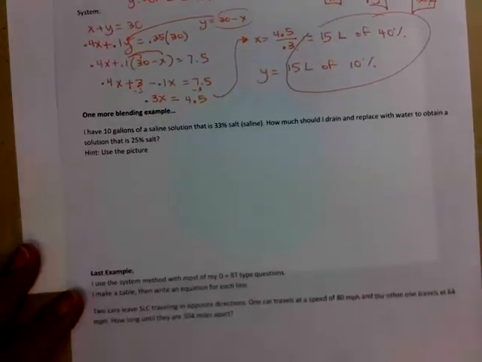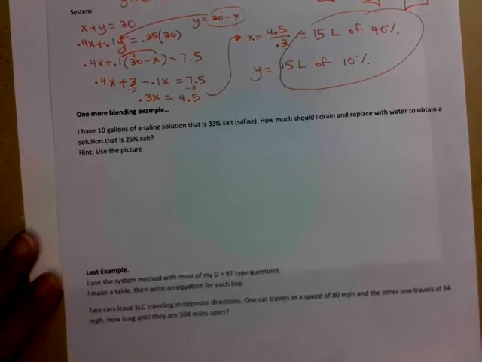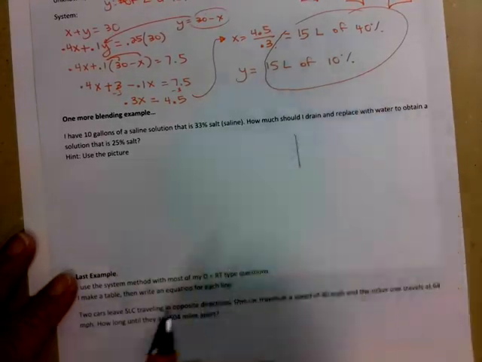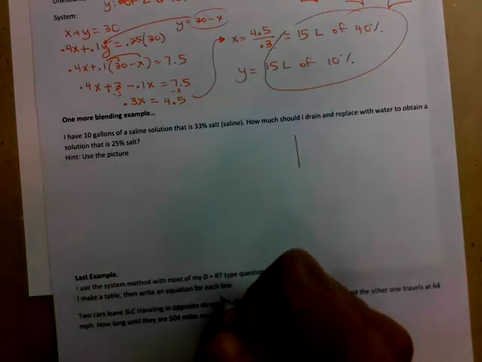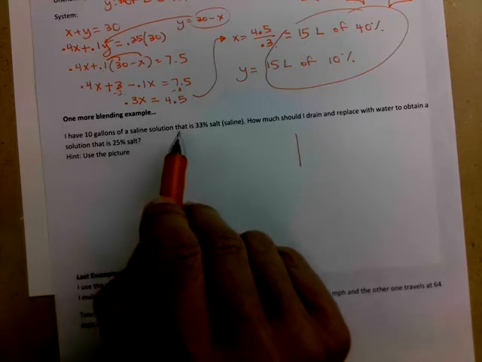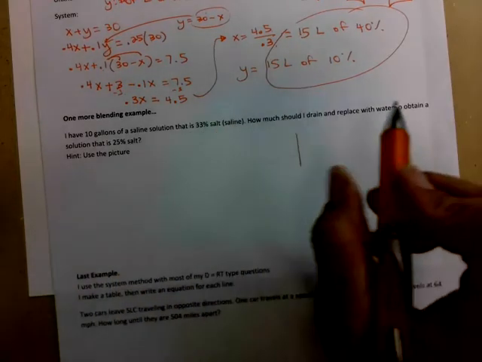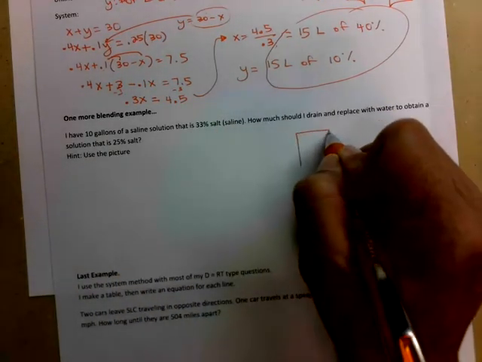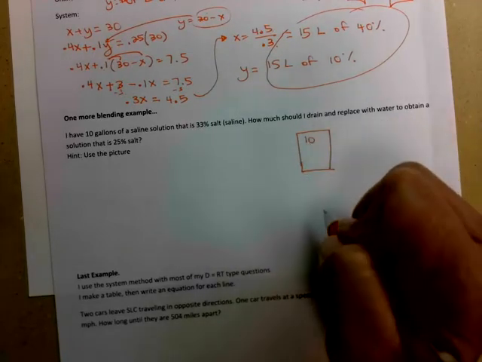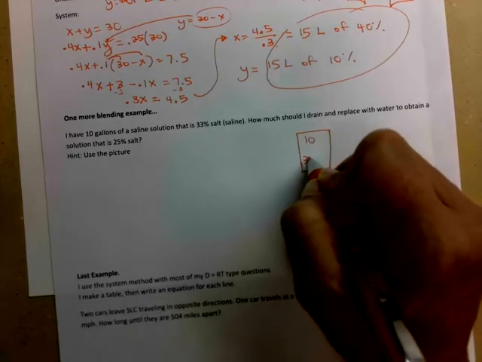Okay, one more blending example. Oh dear. Okay, so I think I need a bigger picture on this one. So I have 10 gallons of a saline solution that is 33% salt saline. So I'm going to go ahead and draw what I'm starting with. I have 10 gallons, and it is 33%.